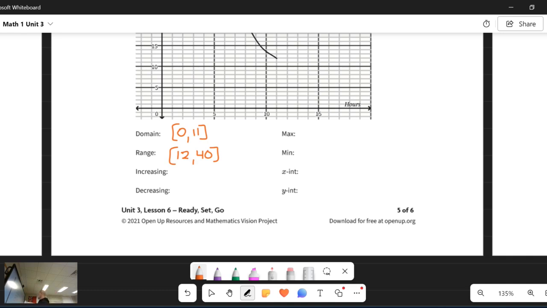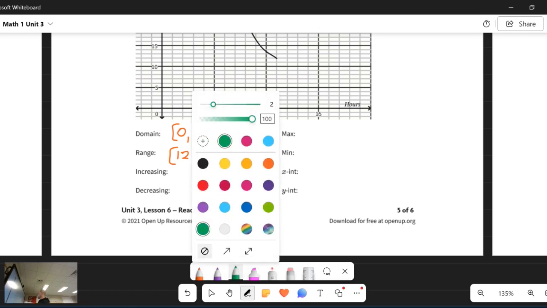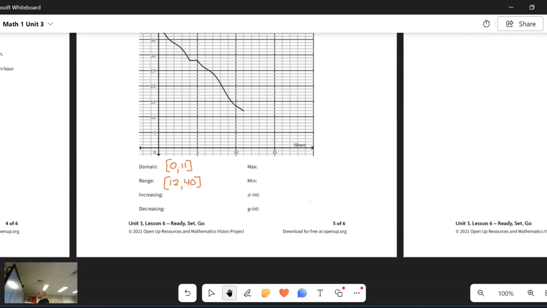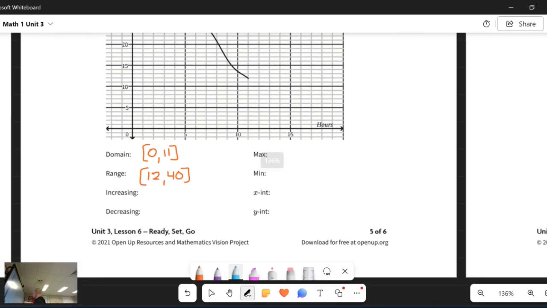When we look at the max, let's switch our colors up because I don't care for the green. Our maximum point is 0, 40. Both numbers we've used before, but this is a point, so we'll put parentheses. Our minimum is going to end up being 11, 12. This is our lowest point that we see on our graph. Our x-intercept, we really don't have it, because it looks like it's coming down this direction but doesn't actually get there, and we're not going to extrapolate and make up numbers. So we don't have an x-intercept.